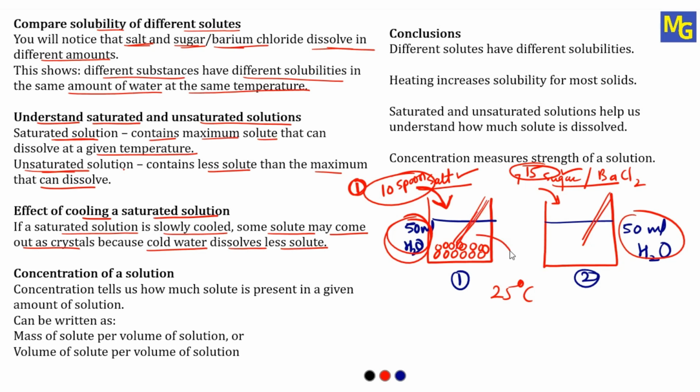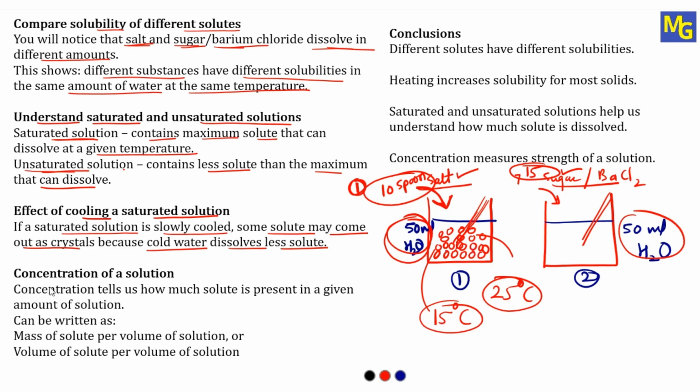Now imagine the temperature at this stage is 25 degrees Celsius, and you have cooled it to 15 degrees Celsius. Because of the lower temperature of the water, its solubility decreases. It will not dissolve more solute at a lower temperature, and that's why you can see salt crystals appearing in this water. So remember, at high temperature water dissolves more solute, at low temperature it dissolves less solute. That's why you can see the crystals appearing in the solution.